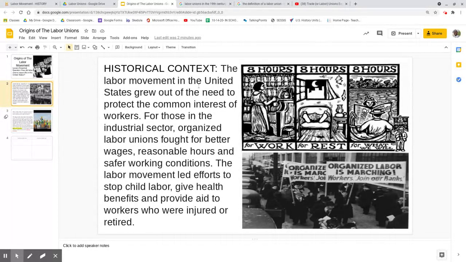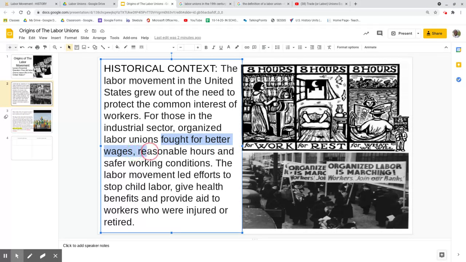The labor movement in the United States grew out of the need to protect the common interests of workers. For those in the industrial sector, organized labor unions fought for better wages. So let's highlight that. Fought for better wages, reasonable hours, and safer working conditions. The labor movement led efforts to stop child labor, give health benefits, and provide aid to workers who were injured or retired.